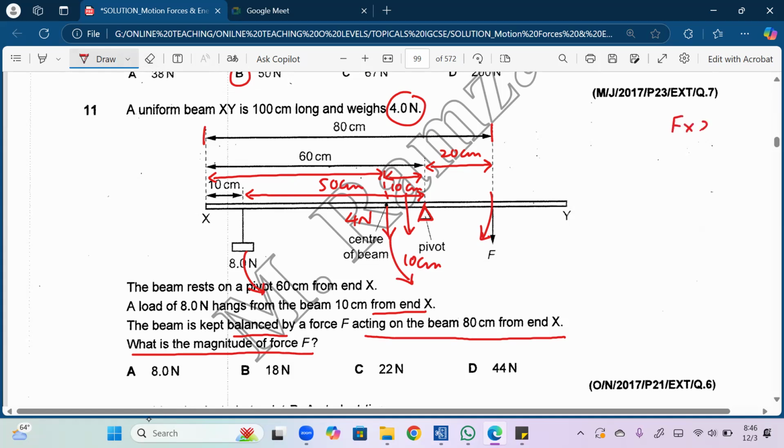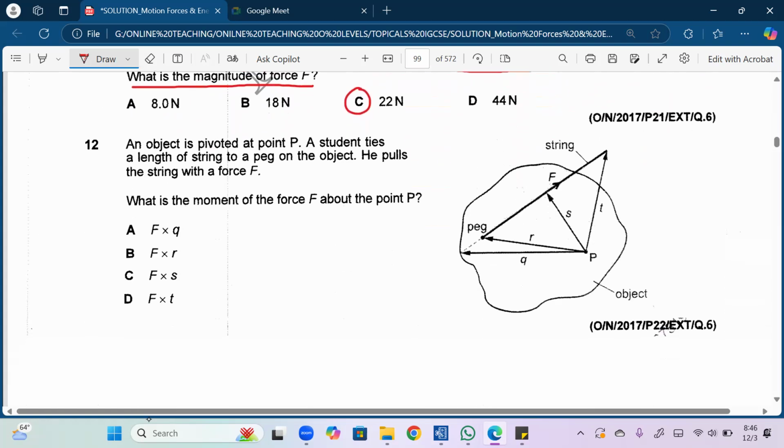So what would I write? It is F times 20, 4 times 10, plus 8 times 50. So the value for F would be equal to 22 newtons. If we apply 22 newtons to the F, the system would be in equilibrium. Hope the question is clear to you.